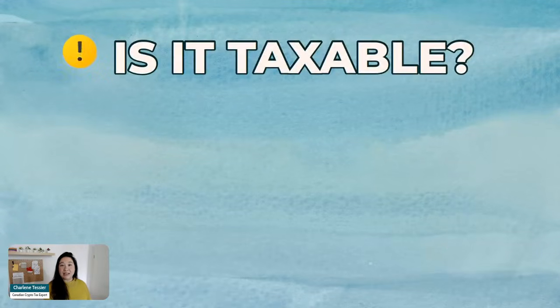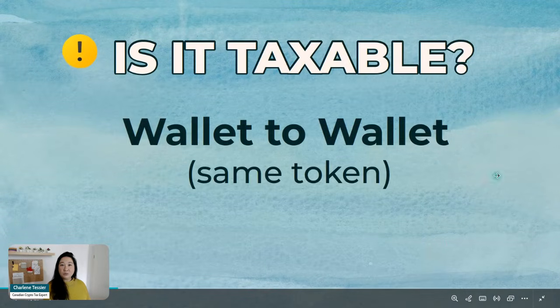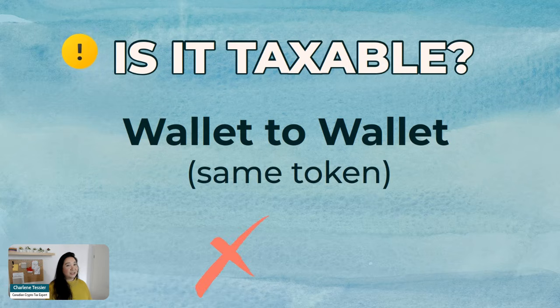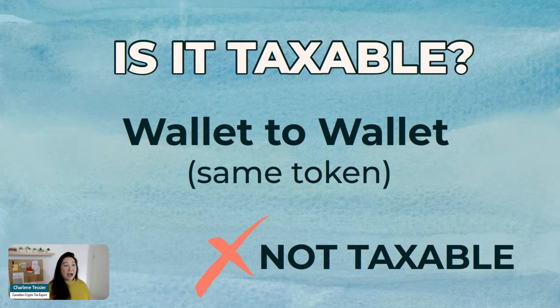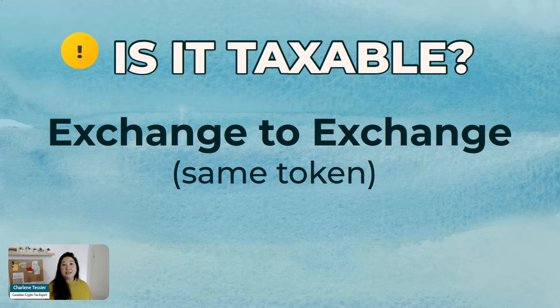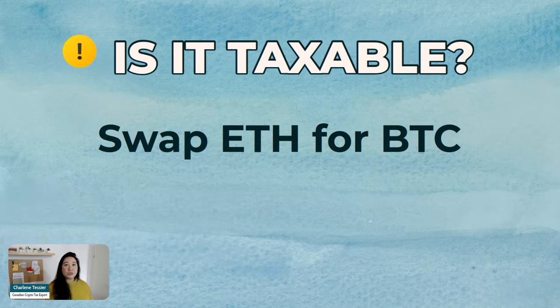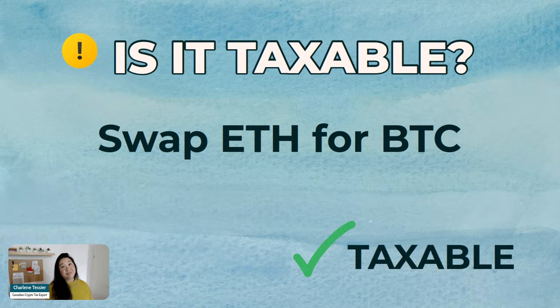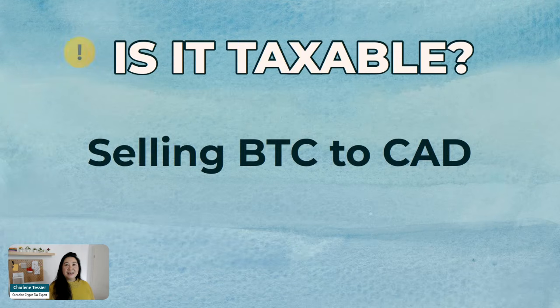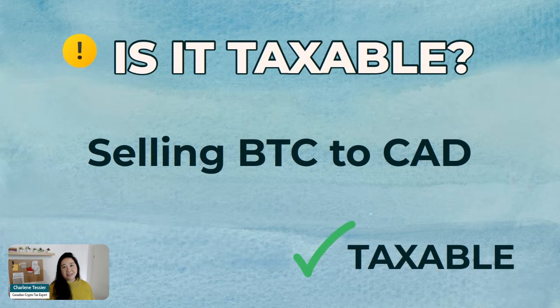Now, let's go a little deeper into the common crypto transactions that people get tripped up on. Let's look at some of the moves and you tell me whether you think this is taxable or not. Wallet to wallet, same token. Guess what? It is not taxable. How about moving the same token from one exchange to another exchange? It's also not taxable. What about swapping ETH for BTC? Taxable. And selling BTC for CAD, that's taxable.